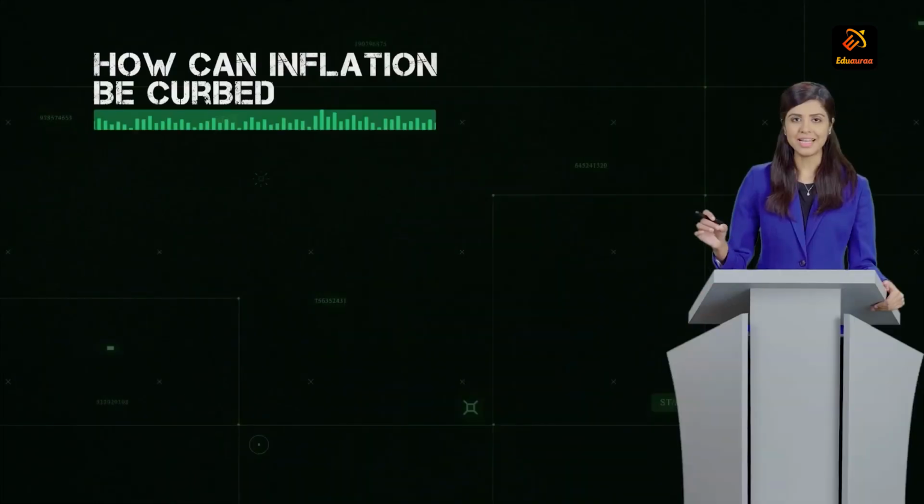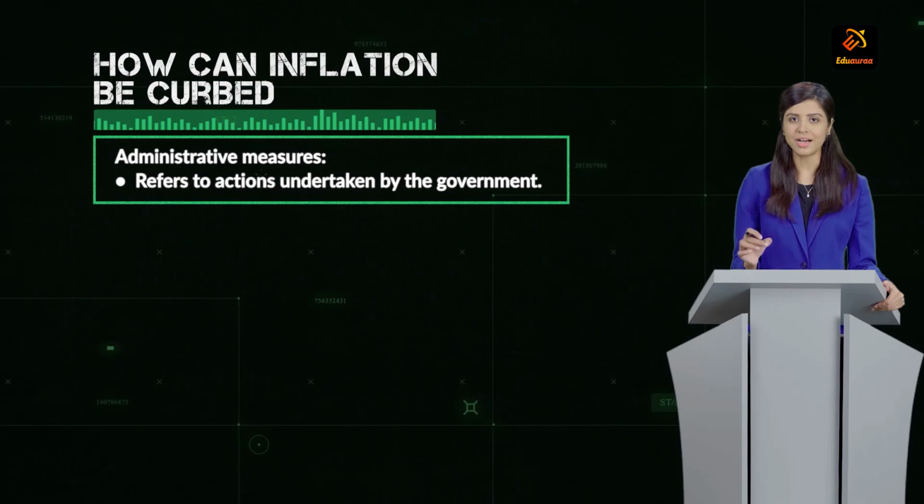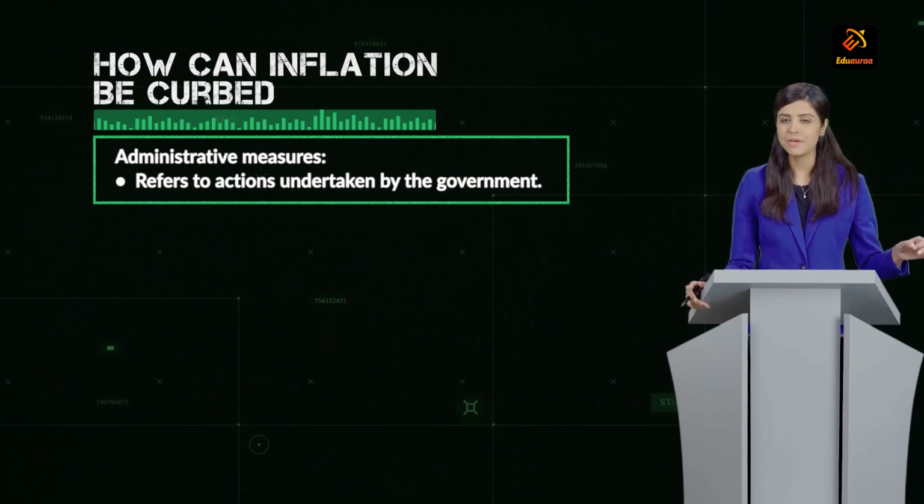Now, once we are done with the monetary and the fiscal measures, let us try to briefly understand the administrative measures as well. These measures refer to the actions undertaken by the government. Administrative measures such as a check on hoarding can help in reducing the prices.